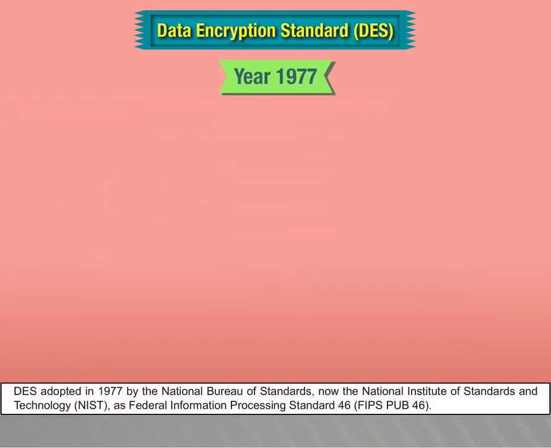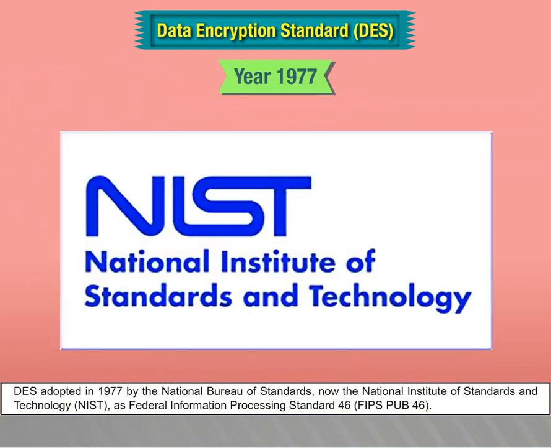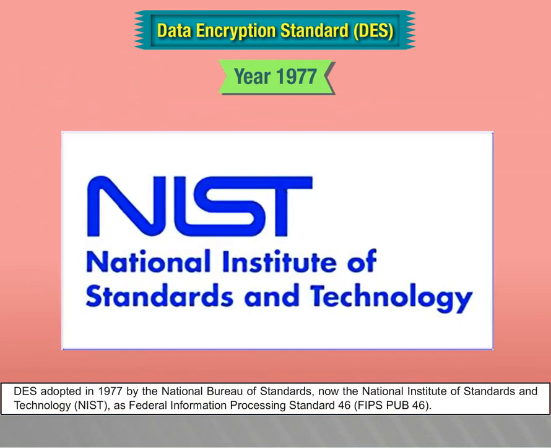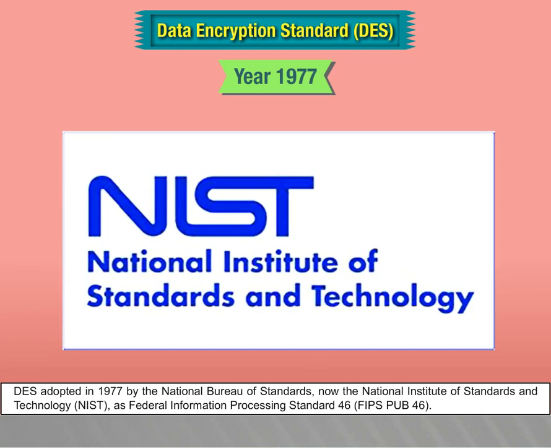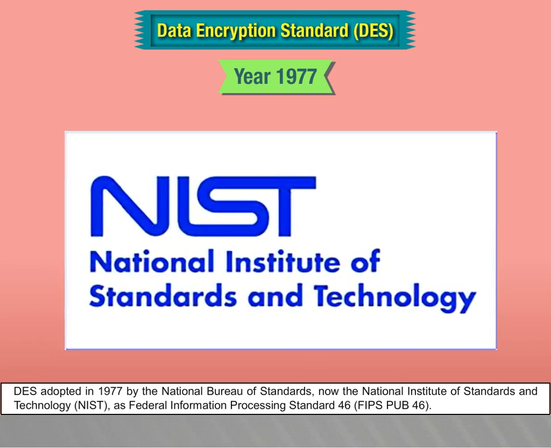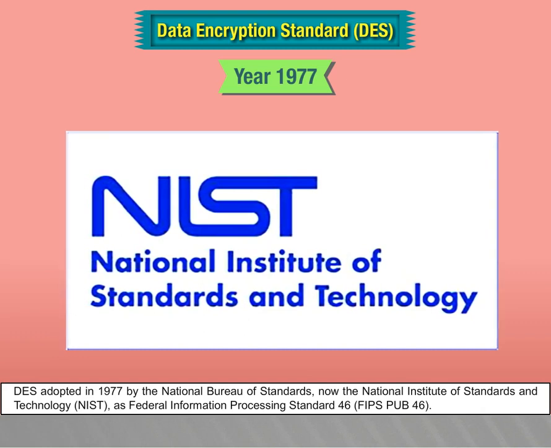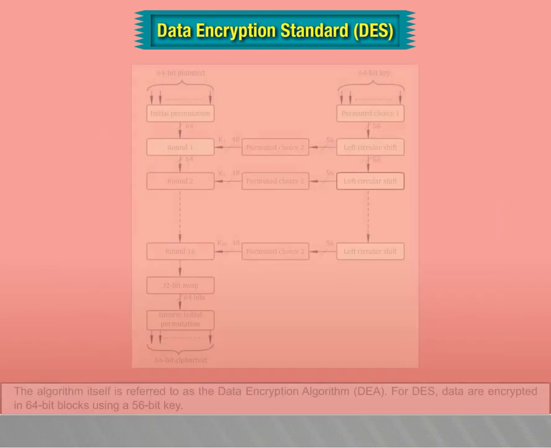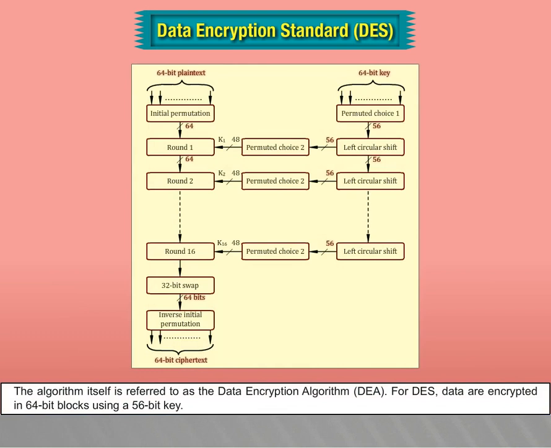DES was adopted in 1977 by the National Bureau of Standards, now the National Institute of Standards and Technology, that is NIST, as Federal Information Processing Standard 46, FIPS PUB 46. The algorithm itself is referred to as the Data Encryption Algorithm, DEA.